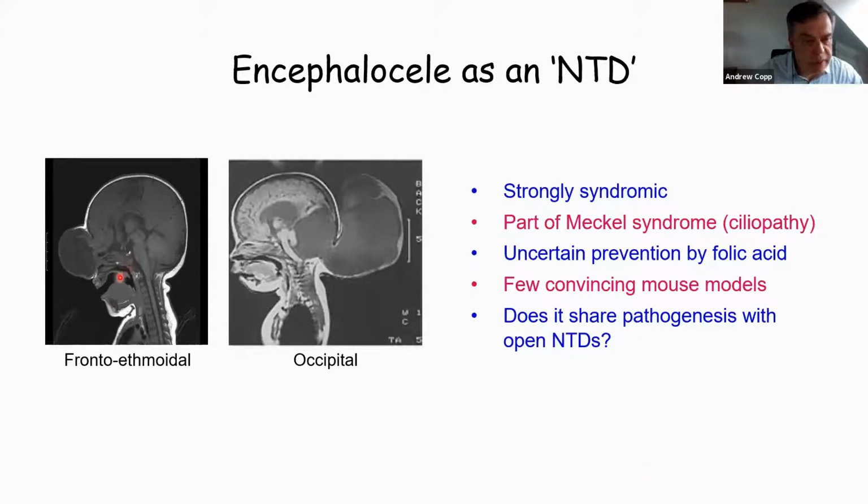So here's frontoethmoidal encephalocele, here's occipital encephalocele, and these are usually classified as neural tube defects. But they are quite different from open defects. They're strongly syndromic. For example, Meckel syndrome has occipital encephalocele, and that's well known now to be a ciliopathy, an abnormality of genes specifically functioning in the cilium, in the primary cilium. There's uncertain prevention of encephalocele by folic acid. There are as many studies that show no effect as those that do show an effect. And up till recently, there have been very few convincing mouse models, which has hampered our experimental understanding. So does encephalocele really share pathogenesis with open neural tube defects like anencephaly?